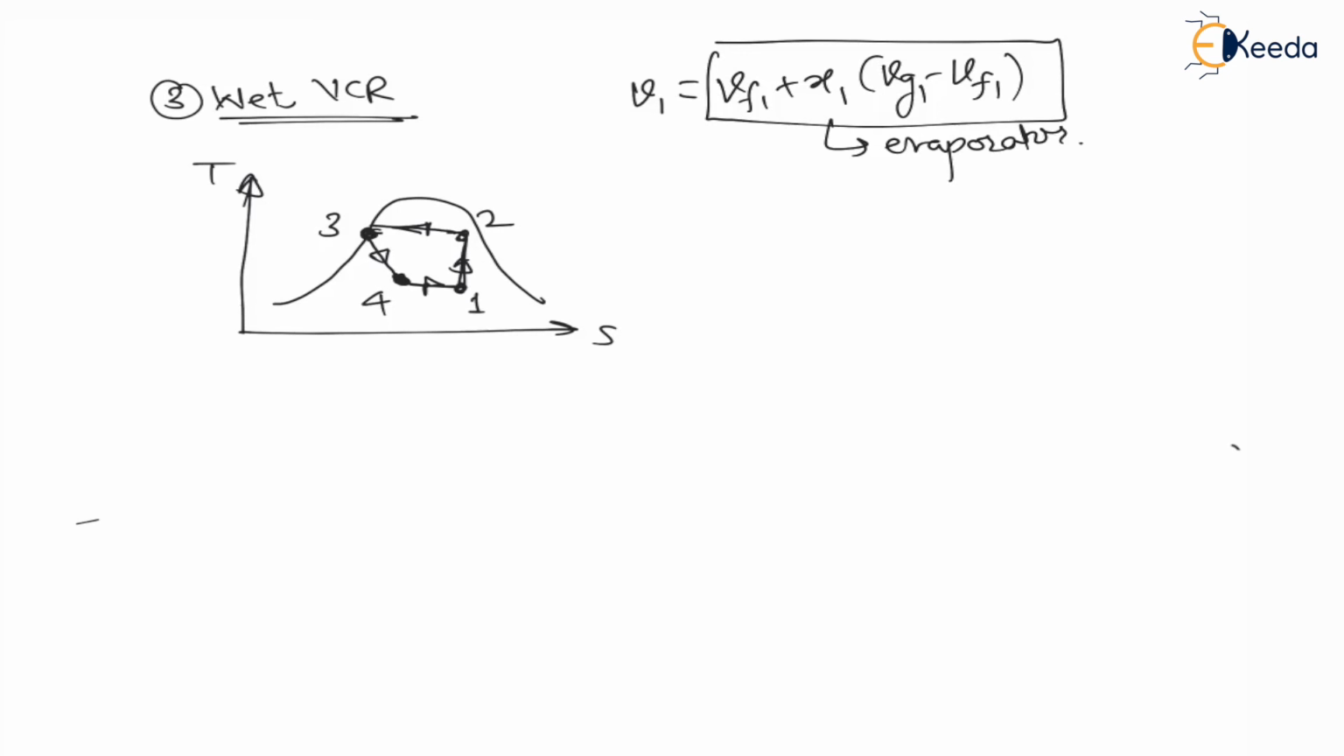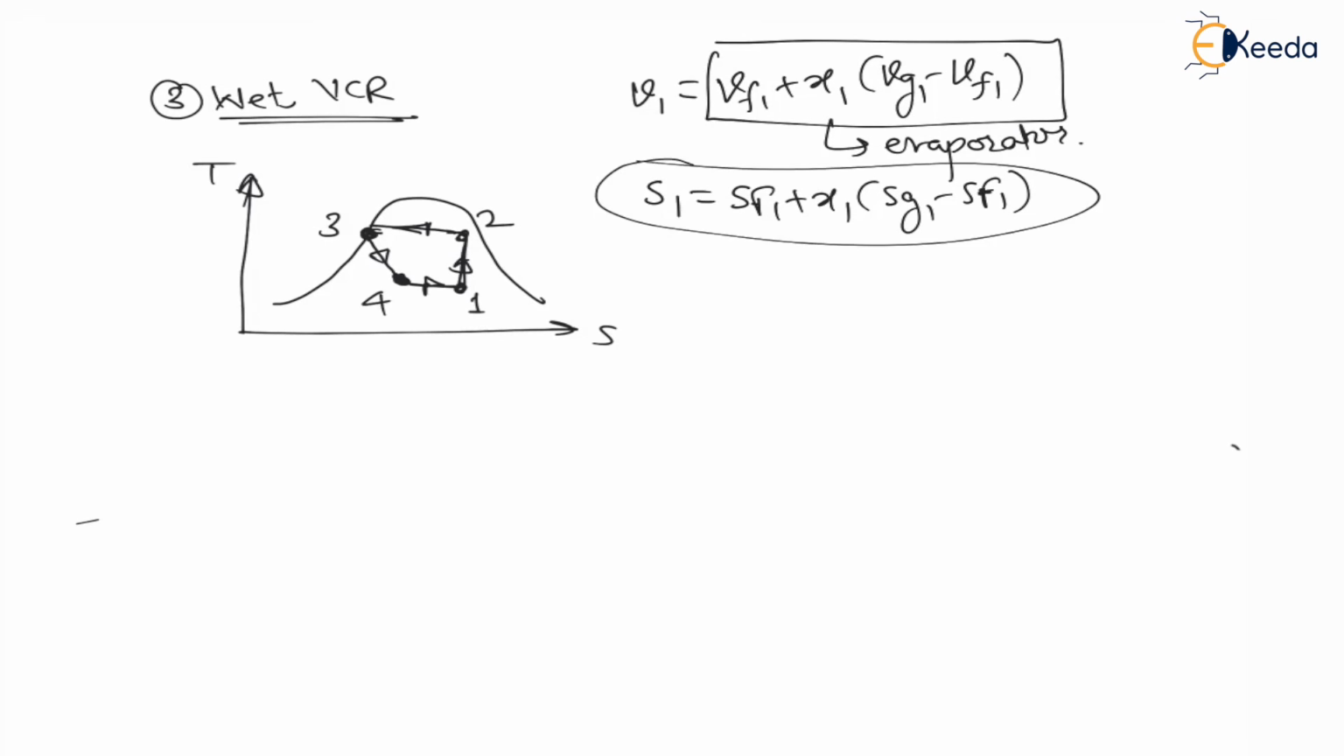Evaporator pressure, right. Similarly, we can find S1. S1 is nothing but, from the liquid plus vapor dome, SF1 plus X1 times Sg1 minus SF1, right? And all values we have to check at evaporator pressure. Then H1. H1 is similarly HF1 plus X1 times Hg1 minus Hf1, and all values you have to check at evaporator pressure, and x1 is quality at 1, that is dryness fraction at condition 1, right?